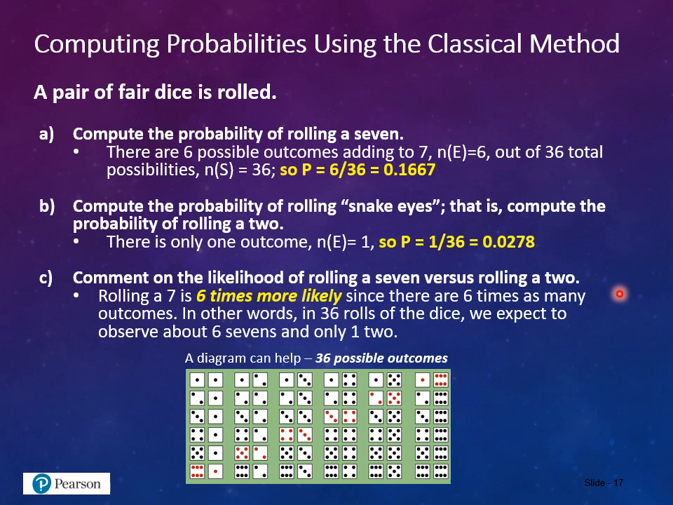Comment on the likelihood of rolling a 7 versus rolling a 2. Well, we can see that rolling a 7 is 6 times more likely, since there are 6 times as many outcomes. In other words, in 36 rolls of the dice, we expect to observe about 6 7s and only 1 2. And what we mean by 2 is a sum of 2.